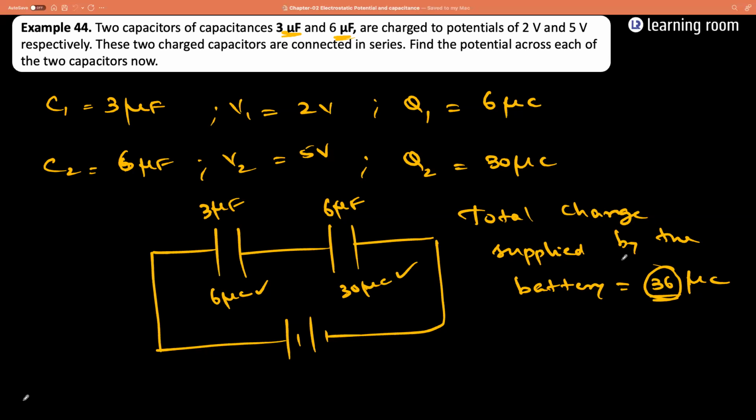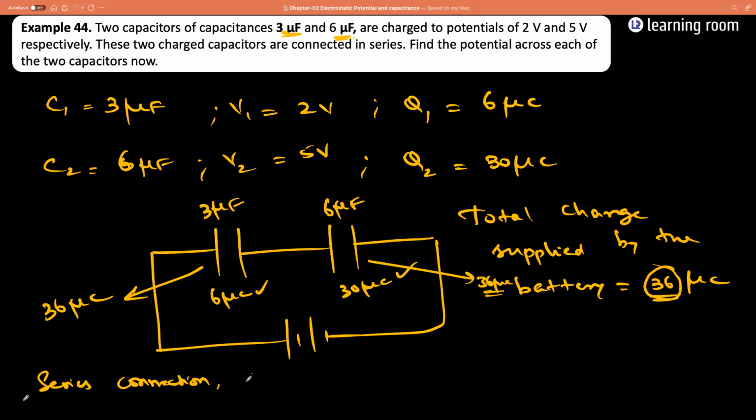Now, this 36 microcoulomb will be the charge on each capacitor. I'm sorry, you should not find the average. So this will have 36 microcoulomb and this will have 36 microcoulomb, because when you talk about series connection, charges are going to be the same. So here, if I change it as 18, I'll tell you what is the mistake that happened. If I find the average, then I'm trying to say that the battery has supplied only 18 microcoulomb. But what is the total charge supplied by the battery? 36 microcoulomb.